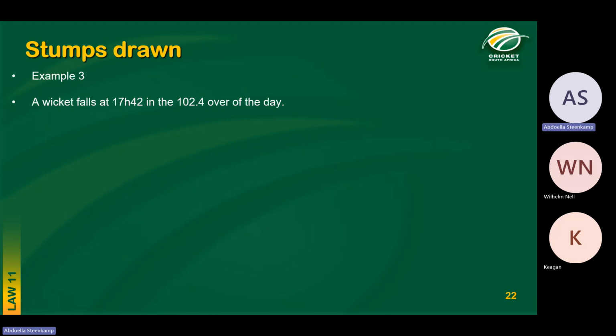That pattern needs to come in. Both conditions need to be met for stumps to be called. So play will continue until you bowl 104 overs, or you get to 6 o'clock, whichever comes first. Remember, they have a maximum of 30 minutes to complete the overs.